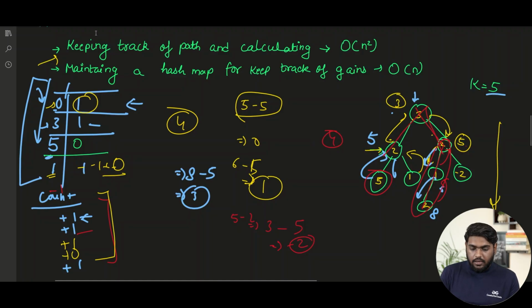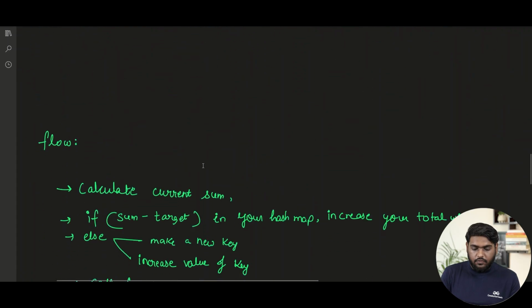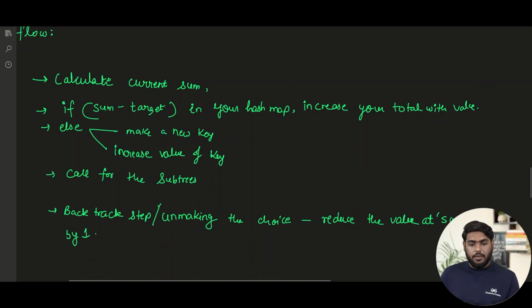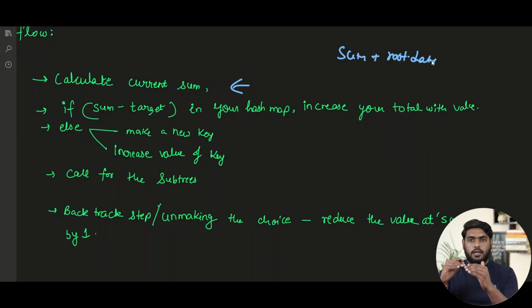Okay, now let's again quickly discuss what was the flow of the recursive function that we were making. First of all, we need to calculate the current sum. So that means whatsoever sum we are getting till here, we need to add up the root's data to it to make the current sum. Then we will do sum minus the target. So the sum we have created, we need to minus target from it. We need to look that in a hash map.